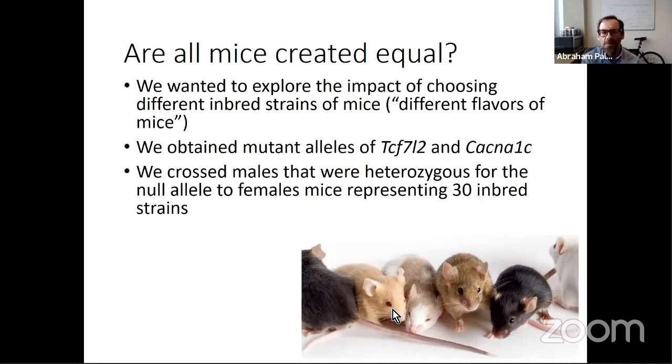And we wanted to explore the impact of choosing different inbred strains on which to express mutant alleles. And so we chose these two genes, TCF7L2 and CACNA1C, particularly implicated in body weight and diabetes and in a variety of psychiatric traits. And then we generated or obtained animals that were heterozygous for null alleles of each of those two genes. And as I'll show you in the next slide, we crossed those to 30 different inbred strains.